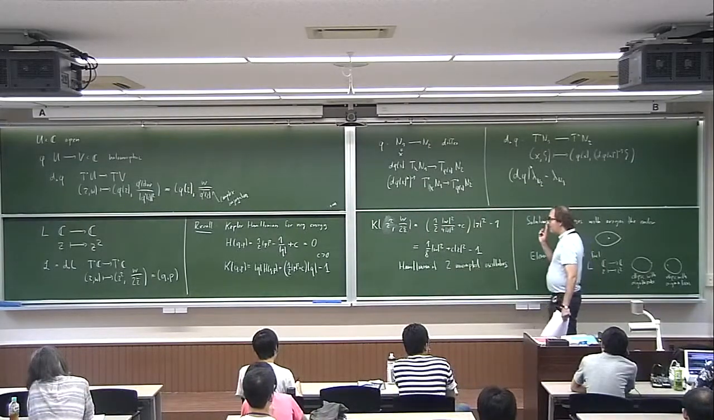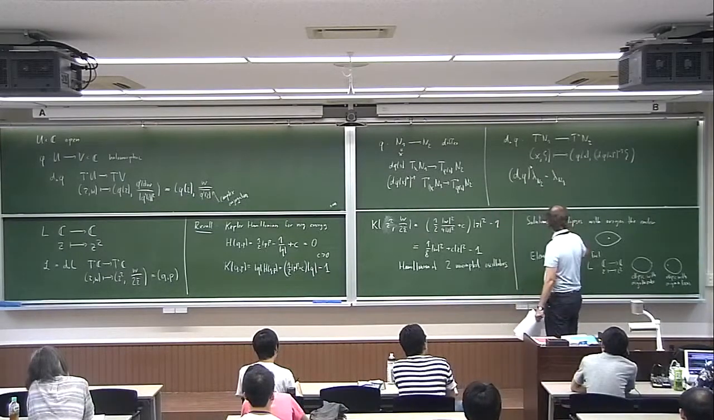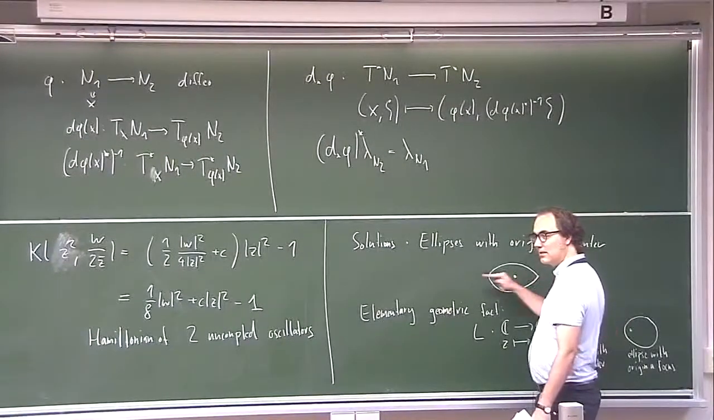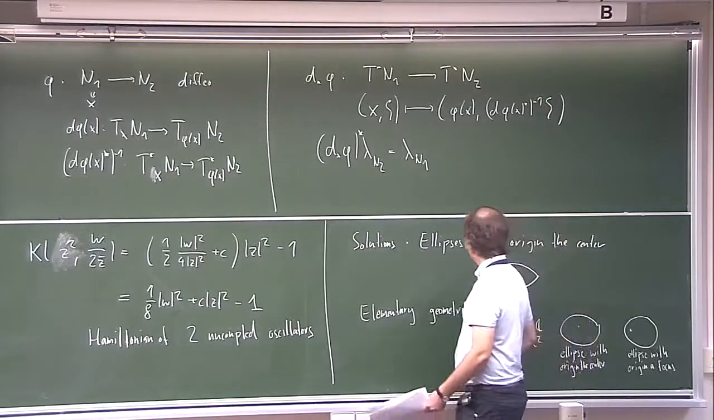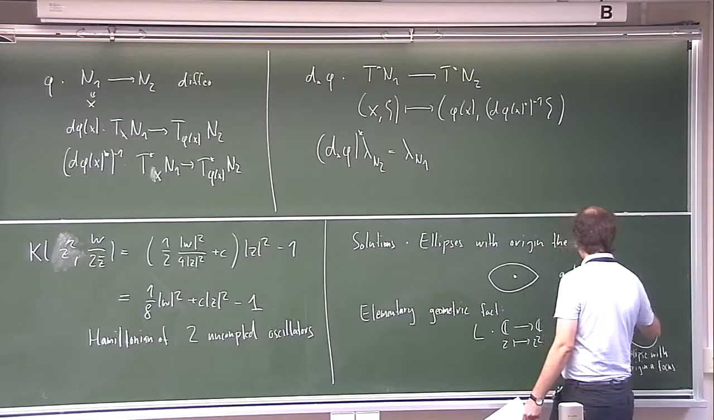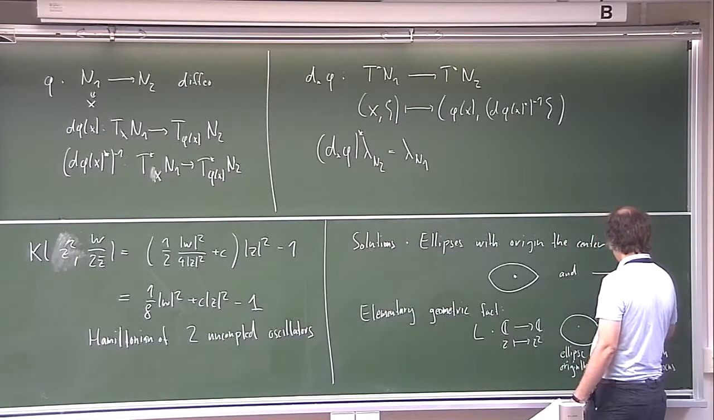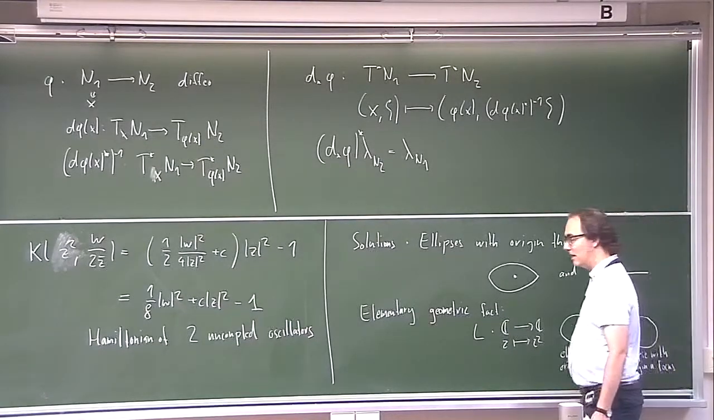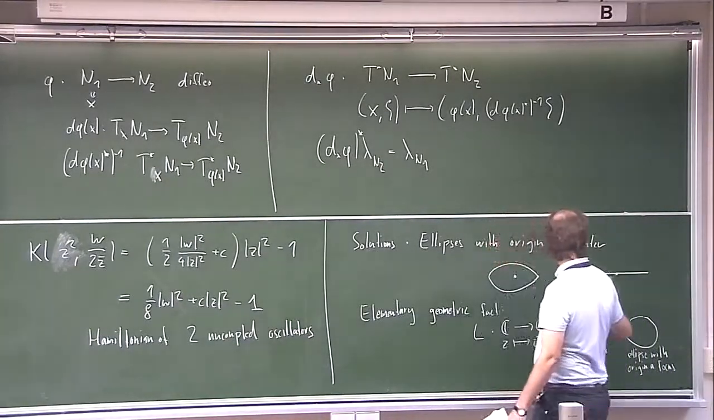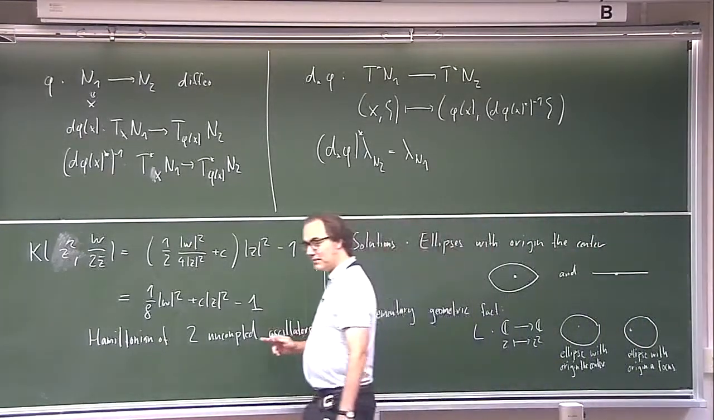So that there is one exception. So the solutions are ellipses, or the limit case is just intervals. So also degenerate ellipses. And these here now, these again correspond to the collisions.